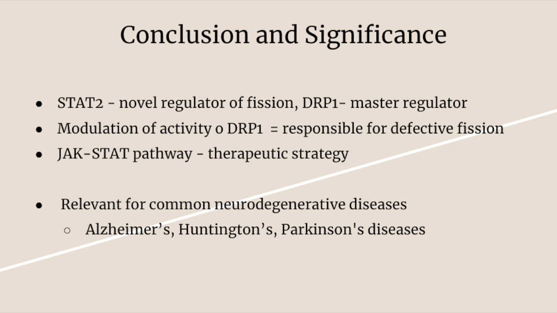The findings of this study are extremely significant because they offer a novel therapeutic strategy for mitochondrial diseases through the manipulation of the JAK-STAT pathway, adjusting the balance of mitochondrial fission and fusion. Most importantly, this study is significant because it is relevant for common neurodegenerative diseases such as Alzheimer's, Huntington's, and Parkinson's disease.